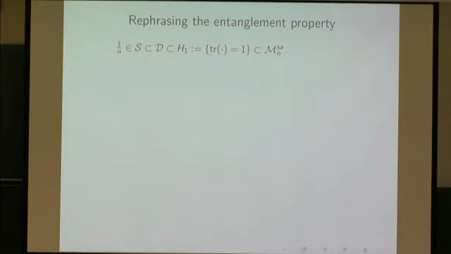Okay, so now let's go to an overview of the proof of that theorem. So the situation is that this is just the notation. I want to rephrase the entanglement property. So what we have here is a set S, which contains the maximally mixed state. Those are separable. It's contained in D, and it's contained in the hyperplane of trace 1 matrices, which is a hyperplane in all the n by n self-adjoint matrices.